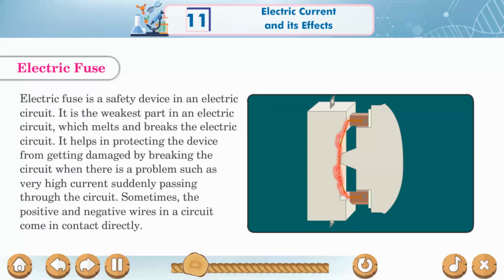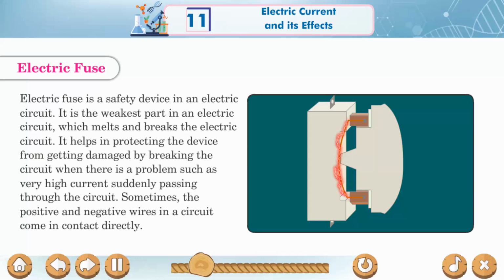Electric fuse. An electric fuse is a safety device in an electric circuit. It is the weakest part in an electric circuit, which melts and breaks the electric circuit. It helps in protecting the device from getting damaged by breaking the circuit when there is a problem, such as very high current suddenly passing through the circuit.